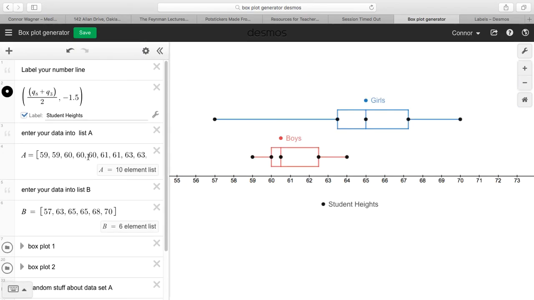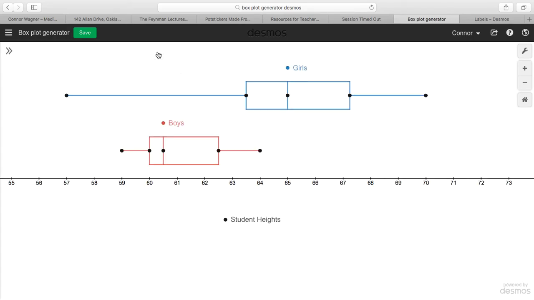This boy data set, sorry, had 10 students in there. See how it says 10 element list? That means there were 10 students I asked in this data. Whereas the girls, I only asked 6 girls and I got that data. So just because the box and whisker plot is bigger does not mean there's more data. All right, do not make that mistake.